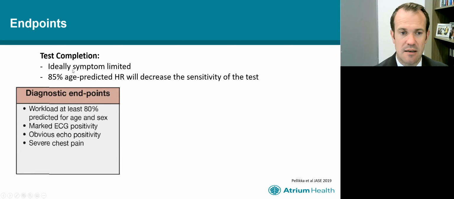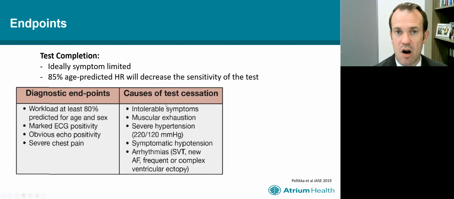Many labs I see discontinuing the test as soon as the individual hits that 85% age-predicted heart rate. But if you do that, that is going to decrease the sensitivity of the test. We can do that, of course, for dobutamine tests. So we're going to stop the test when we reach diagnostic endpoints, where we either reach that workload or we see marked ECG positivity, obvious echo positivity, or severe chest pains.